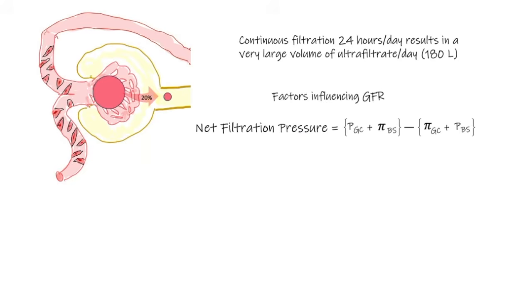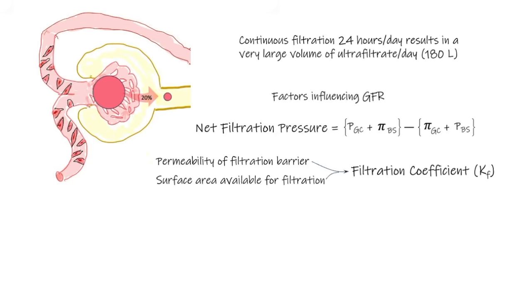The net filtration pressure is the driving force for fluid across the filtration barrier. As we previously discussed, this is the net of the Starling forces. The amount of filtration also depends on properties of the filtration barrier itself, particularly its permeability, as well as the surface area available for filtration. We combine those two properties into what is called the filtration coefficient. Conceptually, glomerular filtration rate depends on the net filtration pressure multiplied by the filtration coefficient.